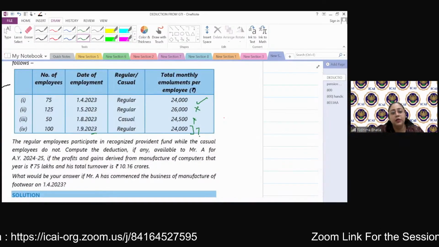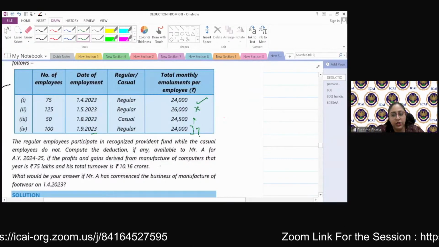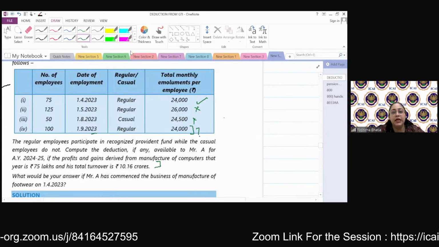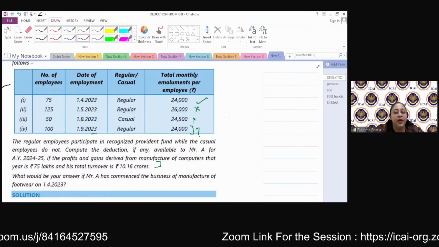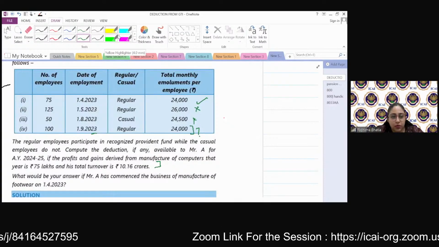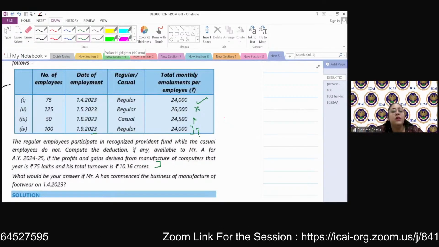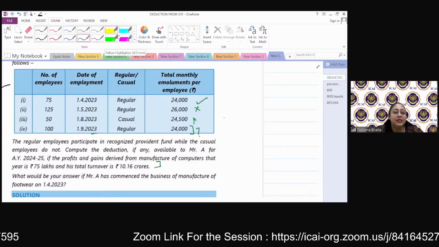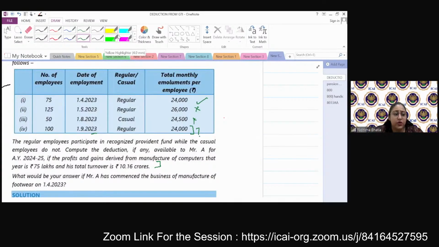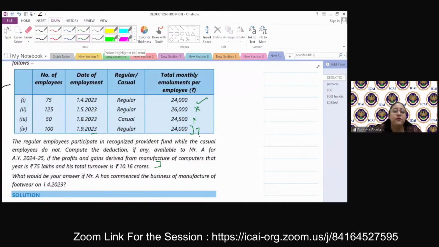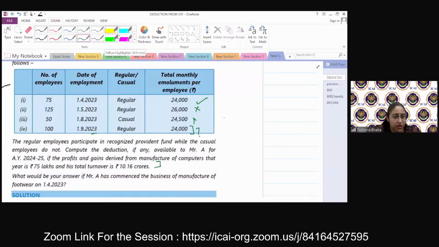Got it? But ये वाला इंफॉर्मेशन हमें क्या बताते हैं? If the profits and gains derived from business of manufacture of computers is 75 lakh and his total turnover is 10.16 crores, that means he is eligible for tax audit. So very much he is able to claim 80JJA.